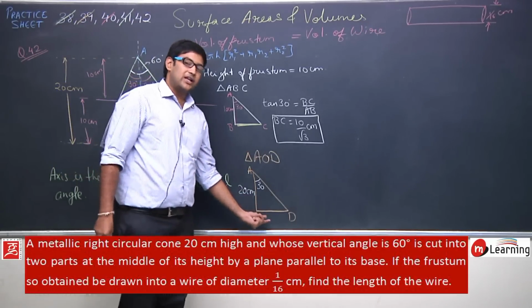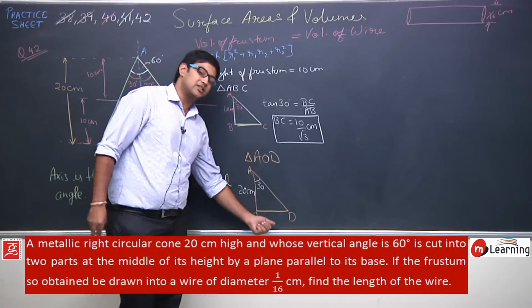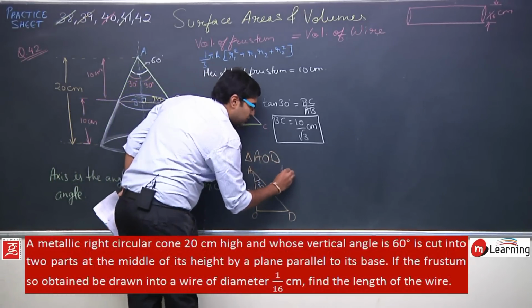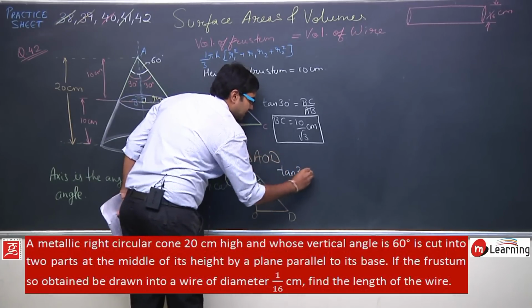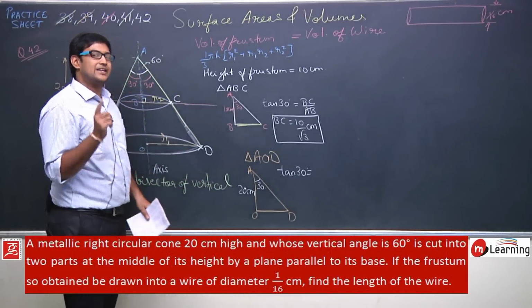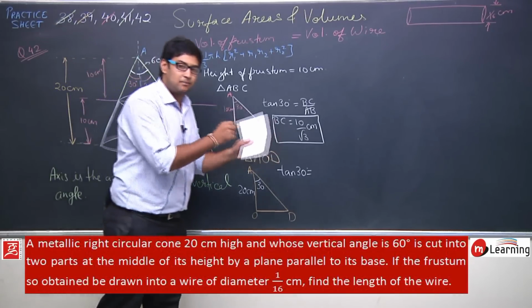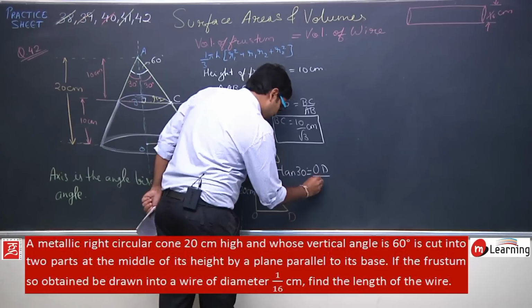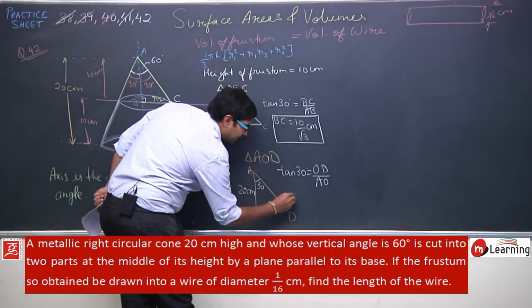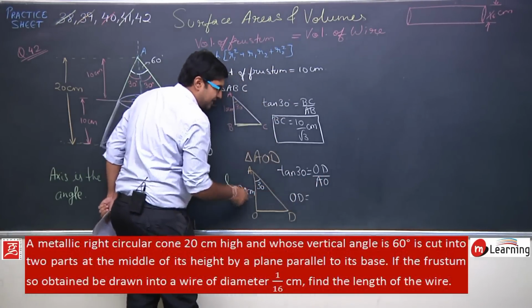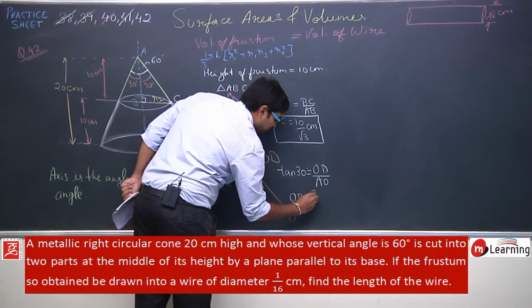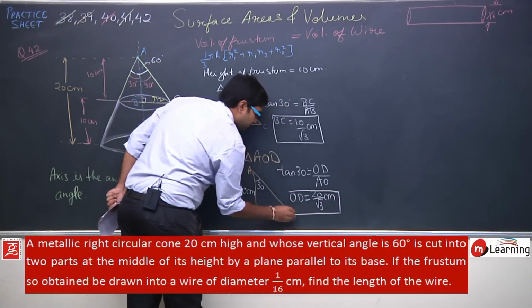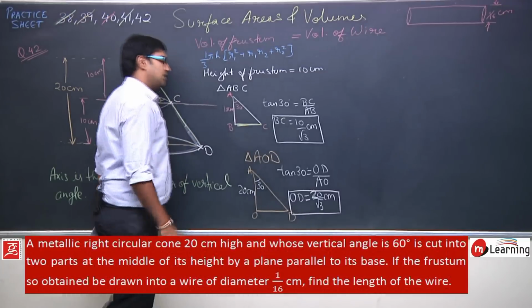To calculate OD, again with respect to this angle, this is perpendicular and this is the base. So again I am going to use tan of 30 degrees, because tan is the trigonometric ratio which relates perpendicular and base. So tan 30 degrees is OD divided by AO. So OD is equal to 20 into tan 30, which is 1 upon root 3. This will give you 20 upon root 3 centimeters. So this is the length of OD.